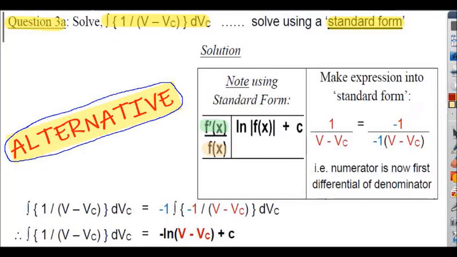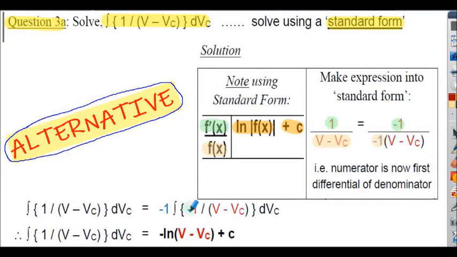Essentially, if the numerator is the first differential of the denominator, we can simply write the solution as ln function of x. So with this example, v minus vc, if we differentiate this with respect to vc, we have a value of -1, but in the numerator we actually have +1. If we were now to make the numerator -1 and factor the denominator by -1, we would not affect the overall question, but now the numerator is the first differential of the denominator.